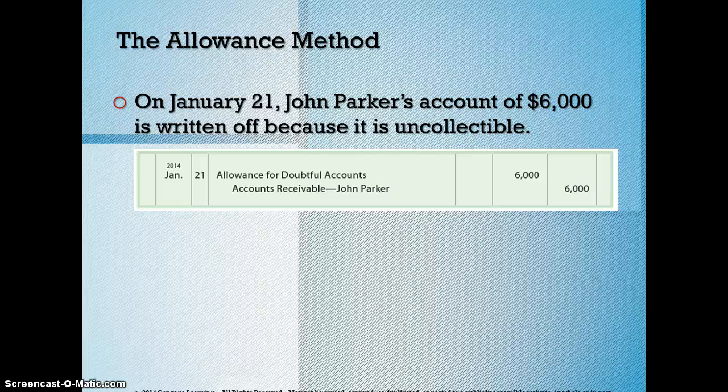So on January, we've set that up at the end of the year. The beginning of the year starts, and we have John Parker, who we are going to write off. We have done everything we can to collect his account, and we are just not going to get this money. So to write it off under the allowance method, we will debit the allowance for doubtful accounts, or we'll pull out of that pool of bad debt, and then we'll, of course, credit his accounts receivable to make it down to zero.